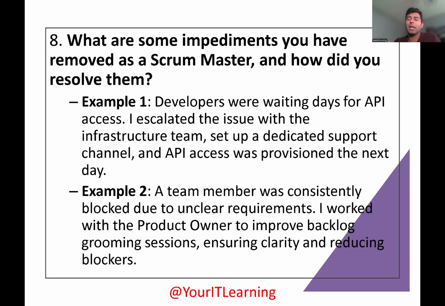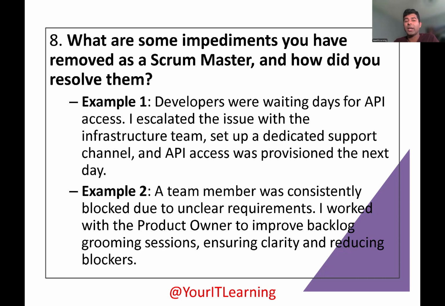What are some impediments or difficulties you have removed as a Scrum Master, and how did you resolve them? For example, developers were waiting days for API access. I escalated the issue with the infrastructure team and set up a dedicated support channel, and API access was provisioned the next day. So it can be an example.